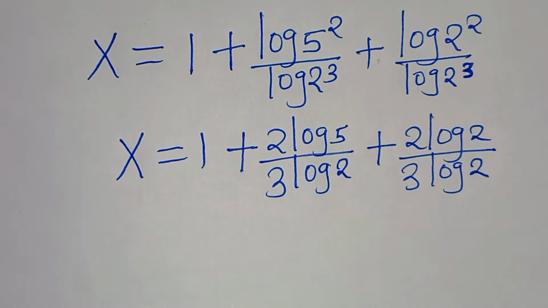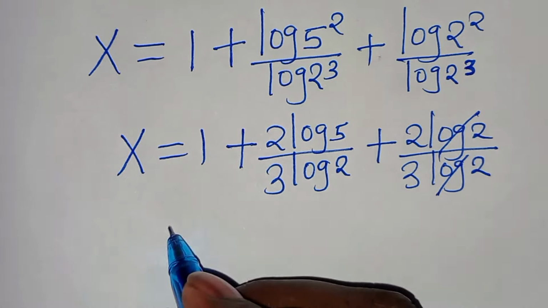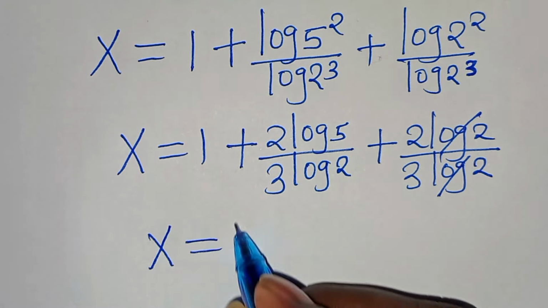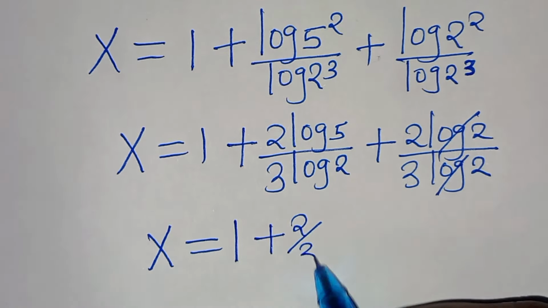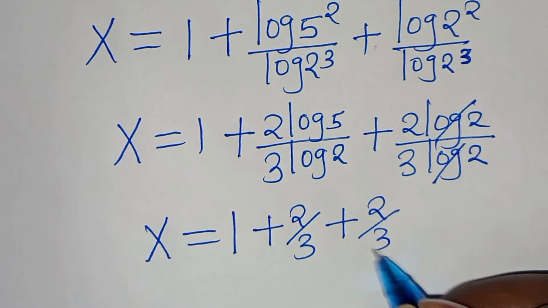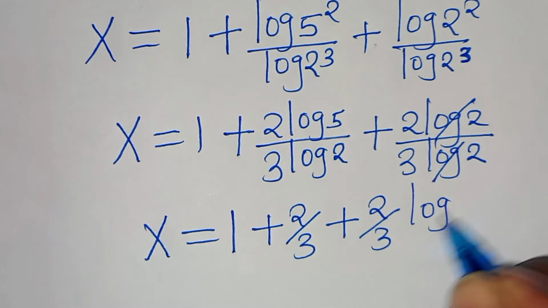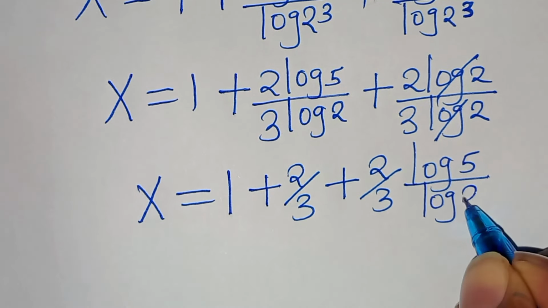So this implies that log 2 and log 2 cancel, so that now we have x equal to 1 plus 2 over 3, plus 2 over 3 times log 5 divided by log 2.